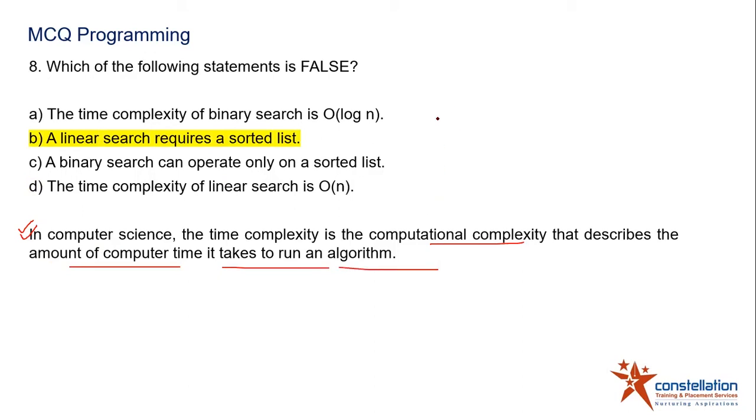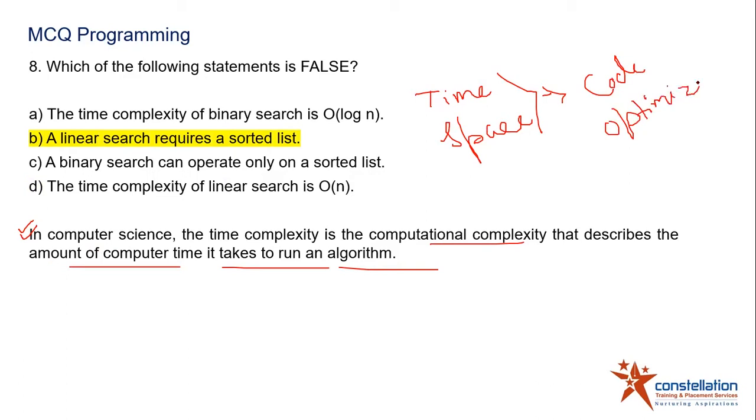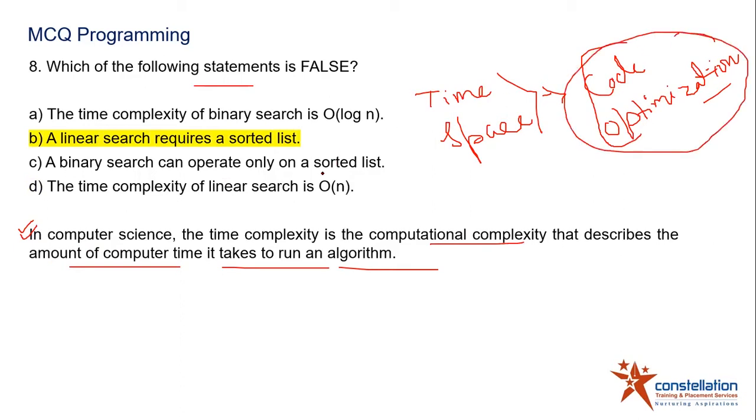Now, what happens is that when you write a program, there are two things that we have to take into consideration. One is the time, how much time it is taking to run. And the second is the space, how much space it is occupying. Keeping those things in mind, there is something called code optimization, which will become a very common and very well-known term once you start working in any kind of corporate. You have to optimize your code every now and then so that it can execute faster and occupy less space. So time complexity is a part of code optimization.